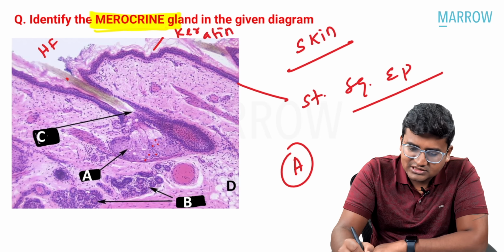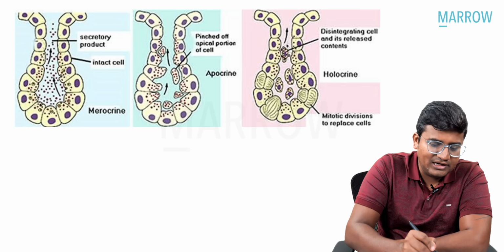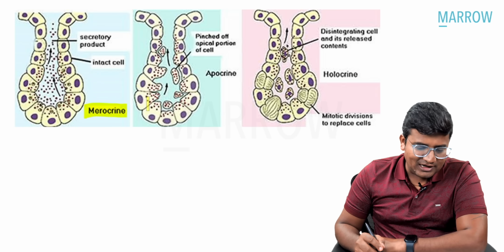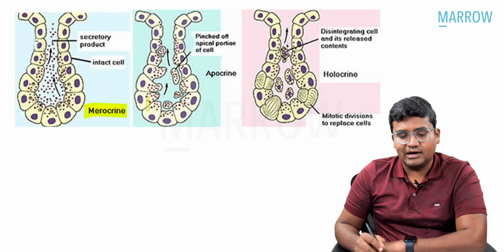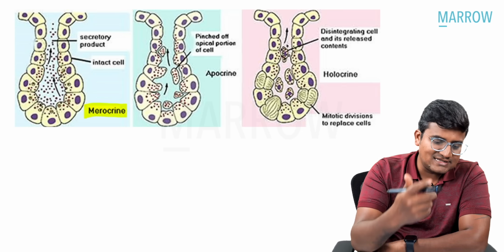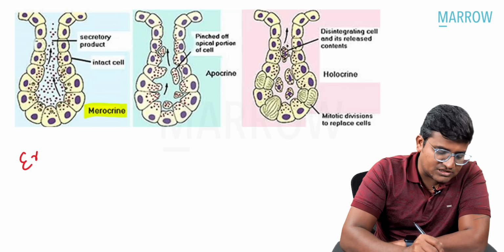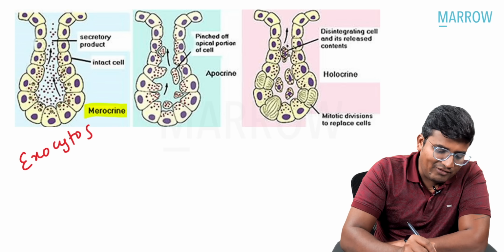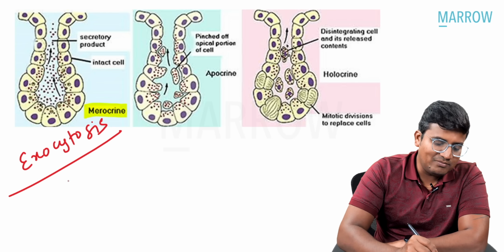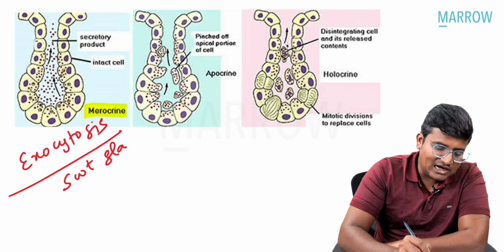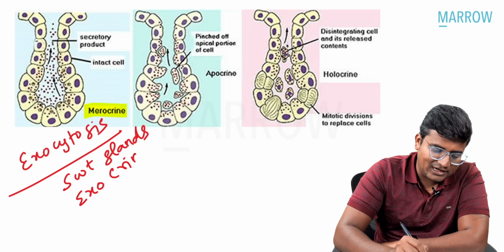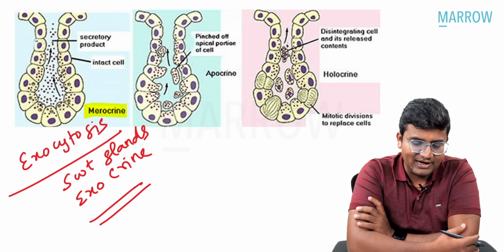So now we're going to discuss the different types of glands based on the mode of secretion. So we have merocrine gland, apocrine gland and the holocrine gland. So merocrine gland means the cells secrete the products by means of exocytosis. Here they have the intact cell membrane. That is the merocrine gland. Examples are the sweat glands and the exocrine glands.